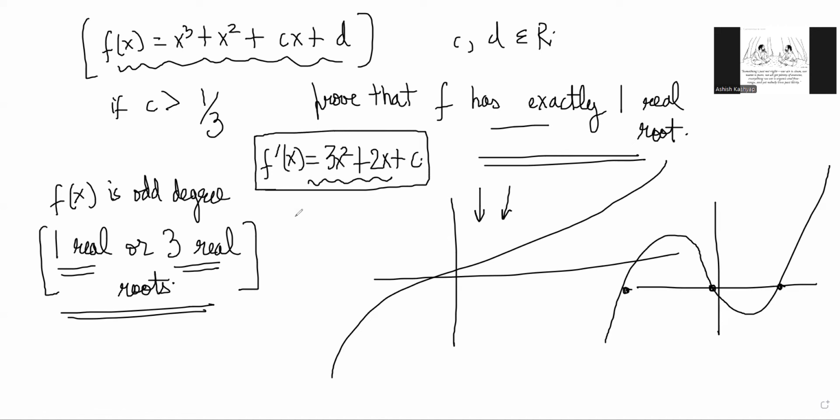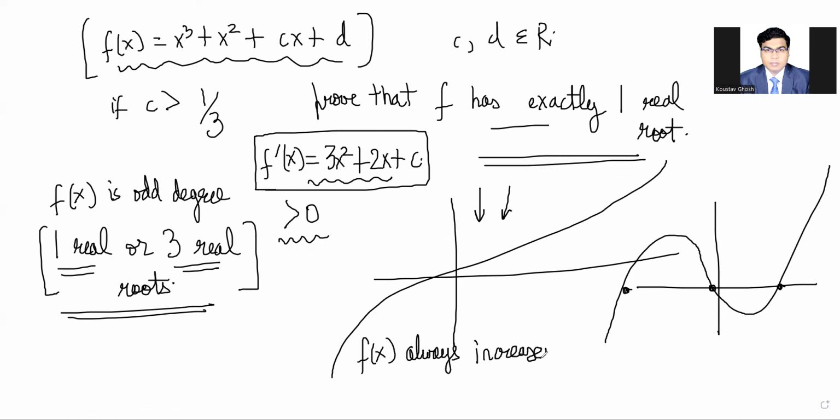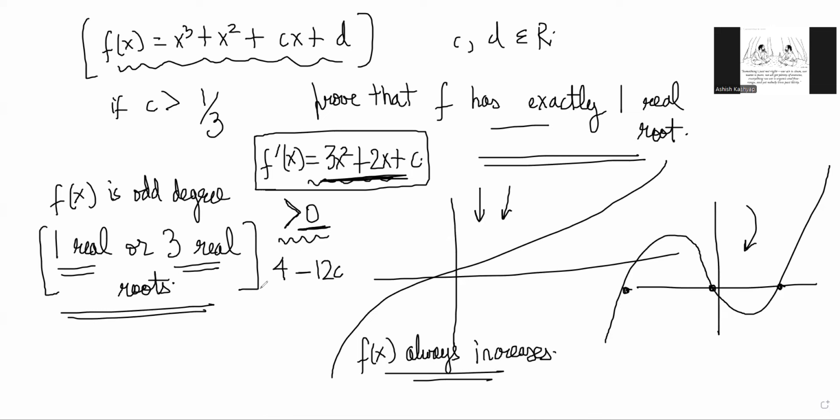This derivative, if it is always greater than zero, then that would be a function that always increases, right? Yes. If the derivative is always positive, then f(x) is always increasing. If the derivative can change its sign, then that means it can decrease also somewhere, right? Then that would be this type of function, right? So now we just have to see whether this quadratic is always positive or not. If it is always positive, it means it has no real roots. So let's check the discriminant. Discriminant is 4 minus 4 into 3, 12c.